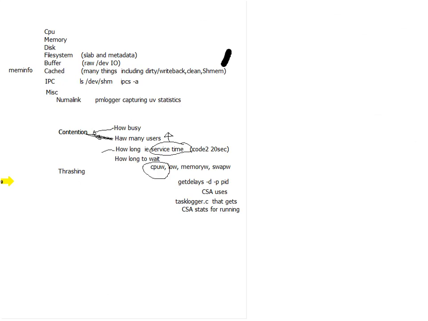We can thrash on system time. We can thrash on our disk heads. So thrashing is non-productive resource use. And you need to profile to spot thrashing. And that's where we're going to go tomorrow, start looking at thrashing.